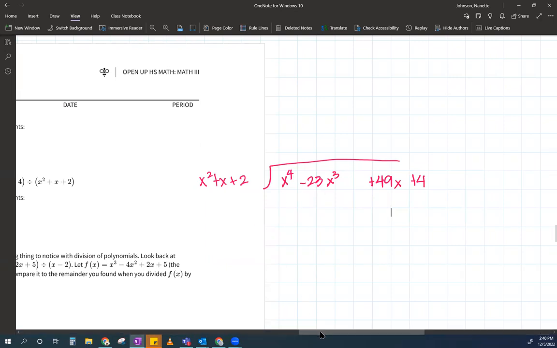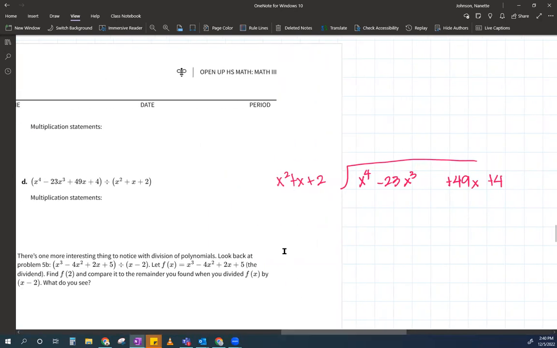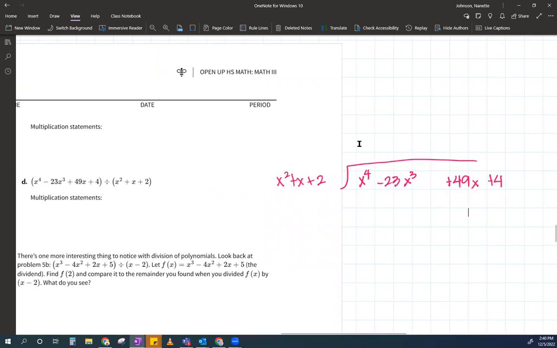So your problem is going to be exactly the same as we did earlier. You're going to ask yourself x squared times what gives you x to the fourth. You're going to multiply all the way through to make sure that you're getting that. Before I move on, I just want to make sure that I divide out correctly. x to the fourth minus 23x cubed plus 49x plus 4 divided by x squared plus x plus 2. Okay, so the very first thing that I'm going to do is I'm going to say x squared times what gives me x to the fourth. And then you're like, oh, that's x squared. So I'm going to put x squared here on top of where the x squared space is.